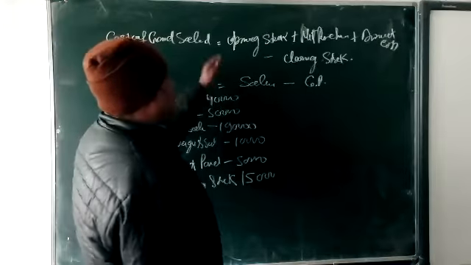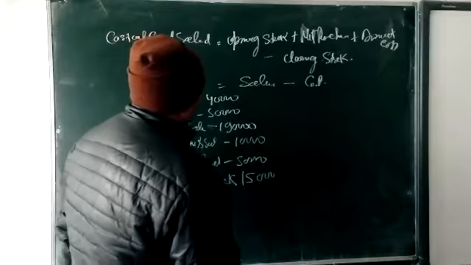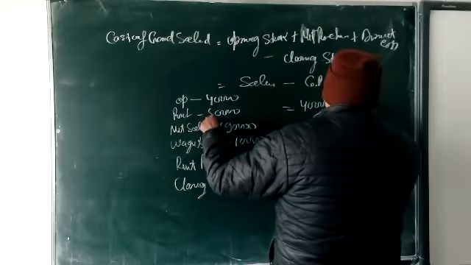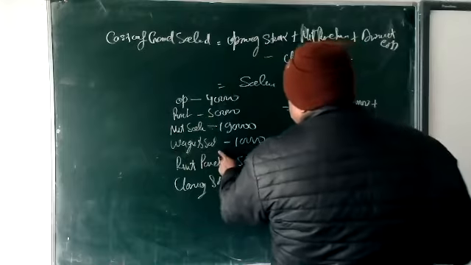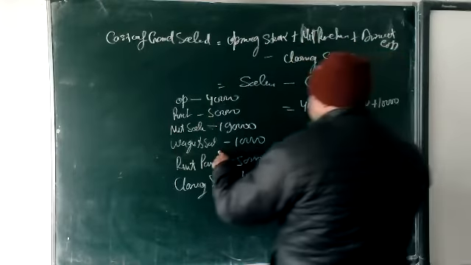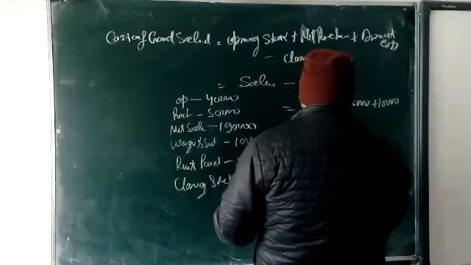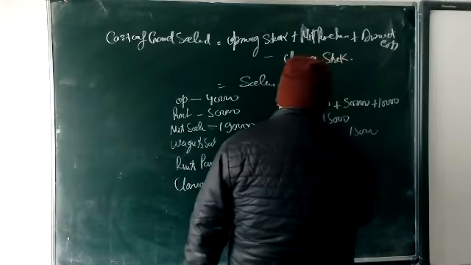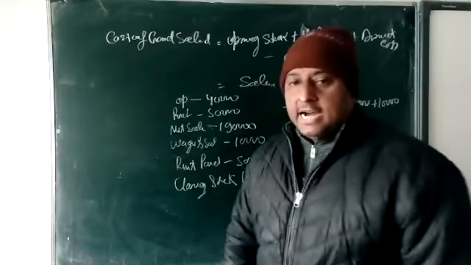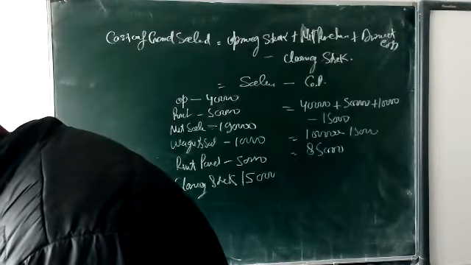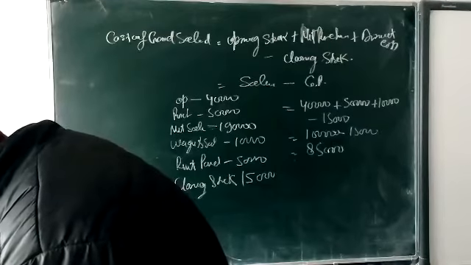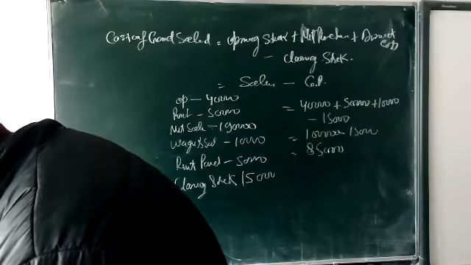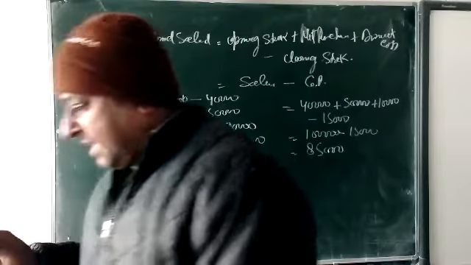Now I'm going to put all these things in the first formula. By the first formula, we can solve. Just start solving. Opening stock 40,000 plus purchase 50,000 plus direct expense. Wages is a direct expense, 10,000, less closing stock. Rent is not a direct expense. Means 1,00,000 less 15,000, it means 85,000. Then cost of goods sold is 85,000. It came, beta?